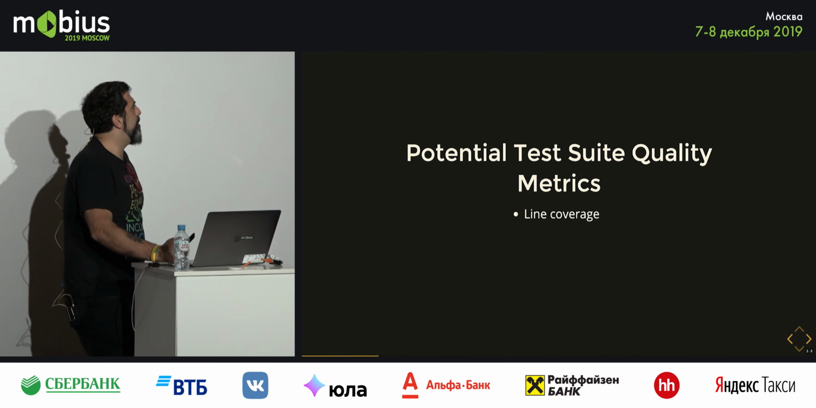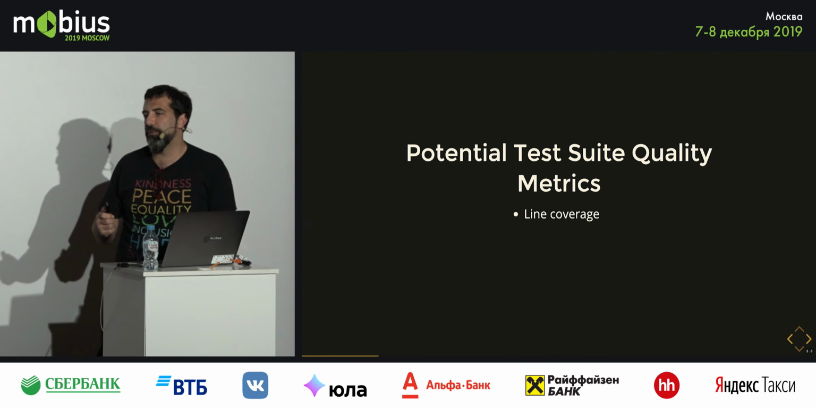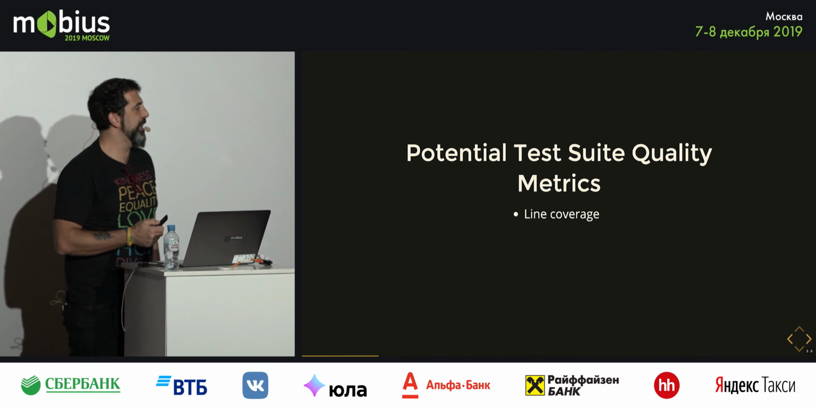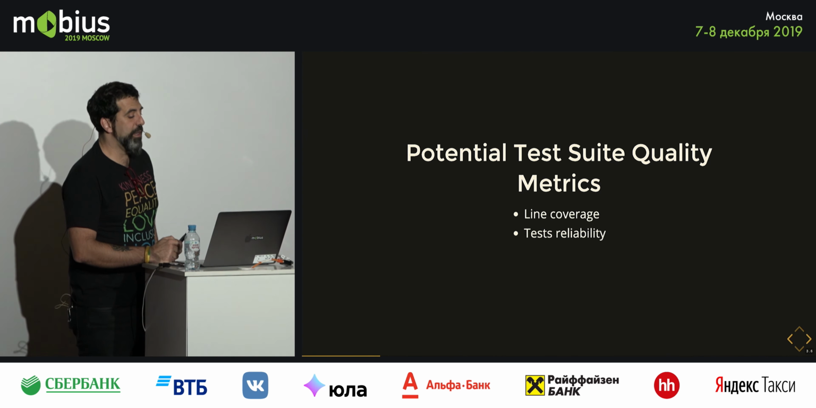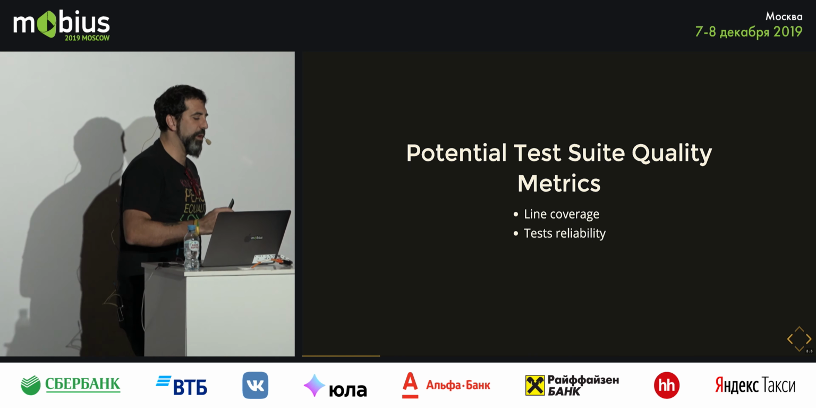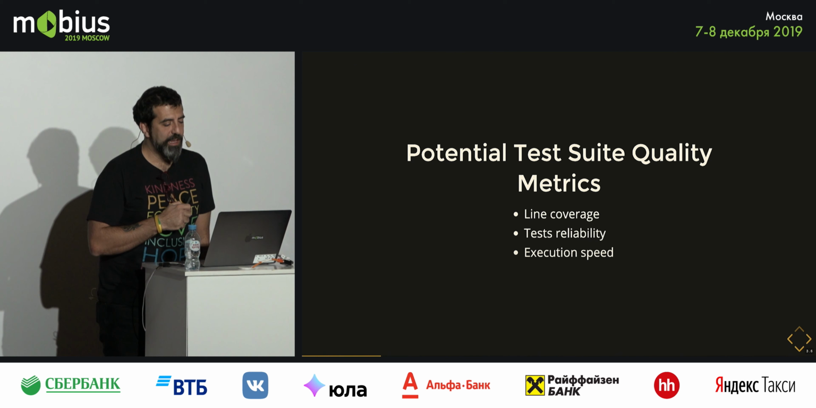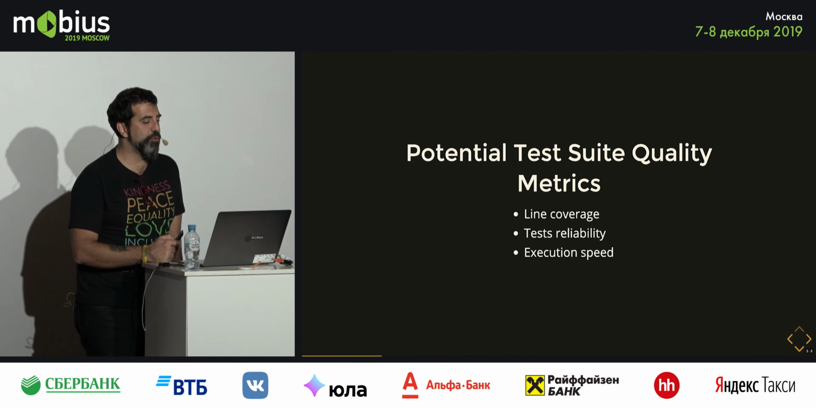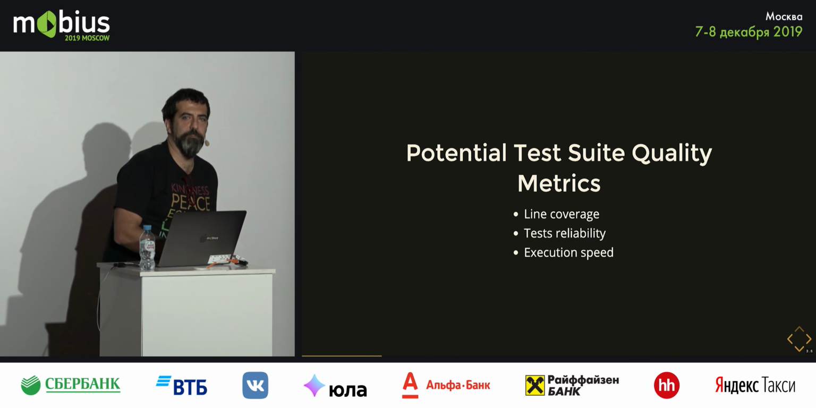Which are the potential quality metrics that you want to apply to a test suite to see if the test suite is really effective? One can be the line coverage. How many lines of code does your test suite cover? Another one is reliability. There was someone that raised a hand when we were talking about tests that can fail and you retry. And another one, execution speed. In your mind, which one should be the most appropriate? Guess?